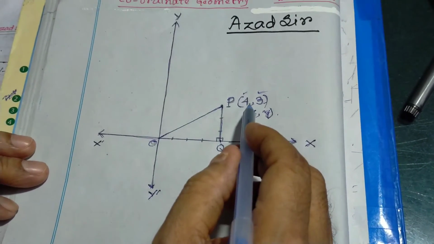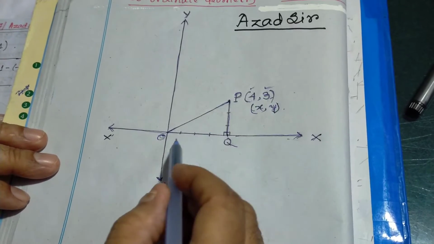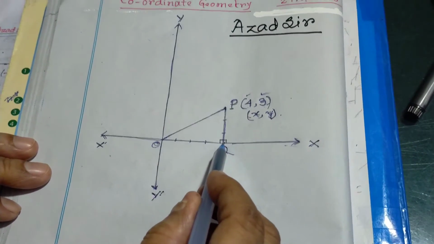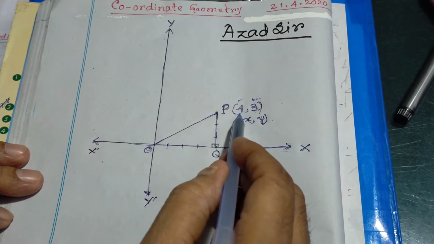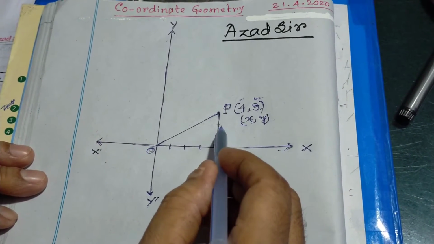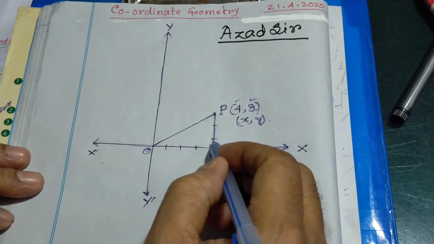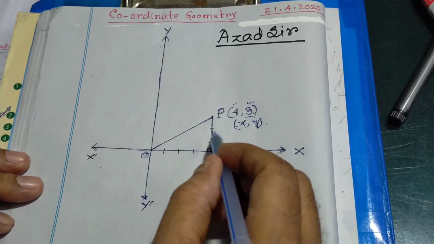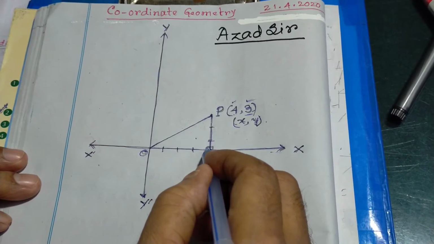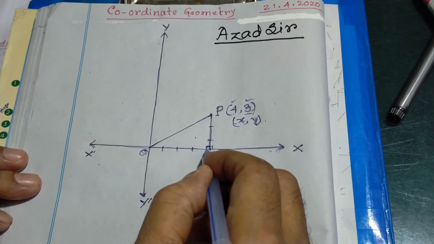Now calculate here. The coordinate is 4, 3. That means this distance is 4 unit. 1, 2, 3, 4. So it is written here 4. And this distance is 3 unit. Along the y-axis, the distance is 3 unit. So it is written here as 3. So in this right angle triangle, this is the 90 degree. This angle is 90 degree.